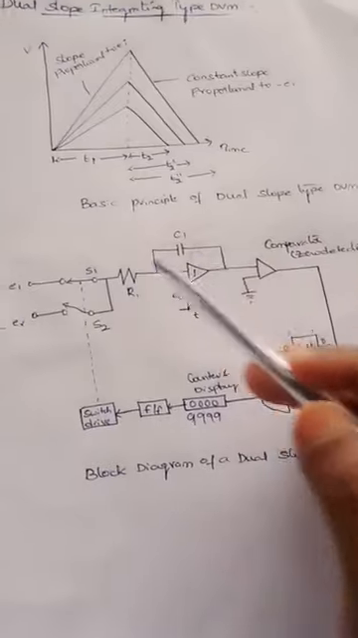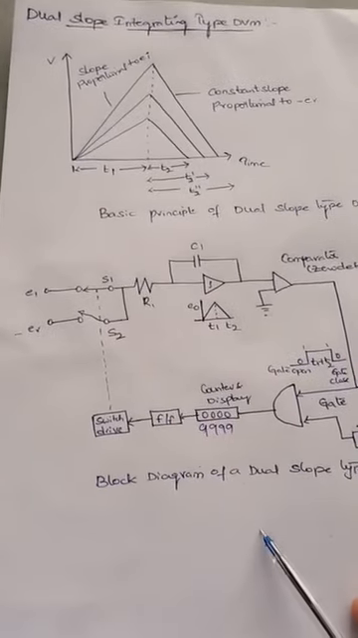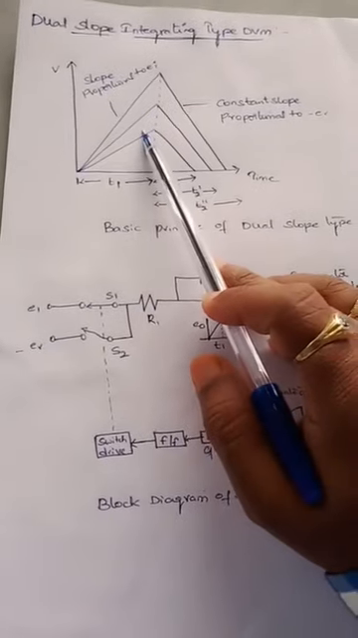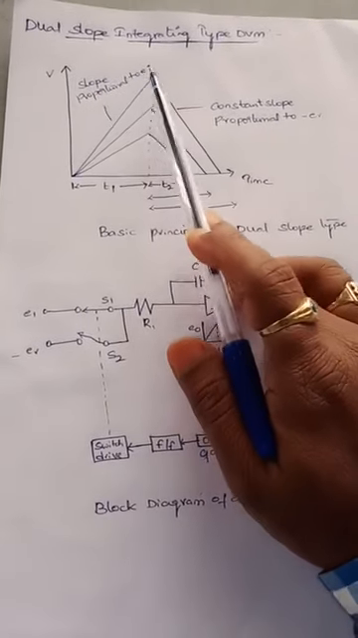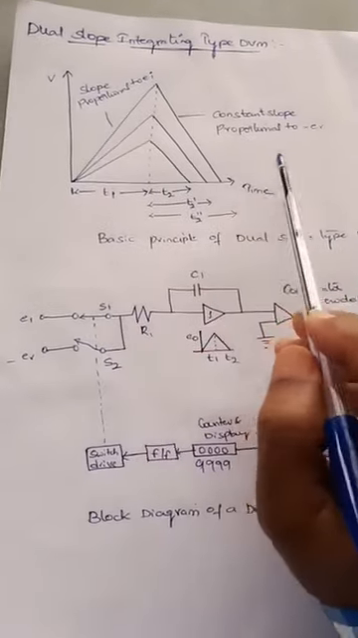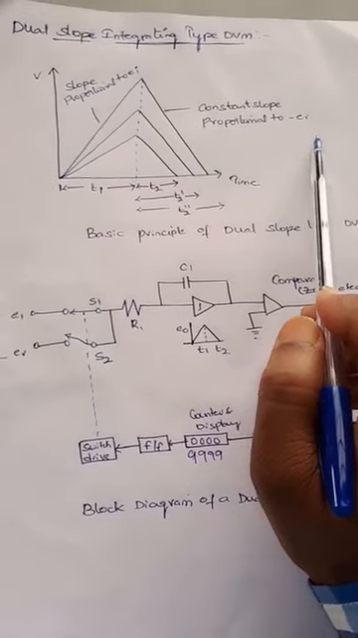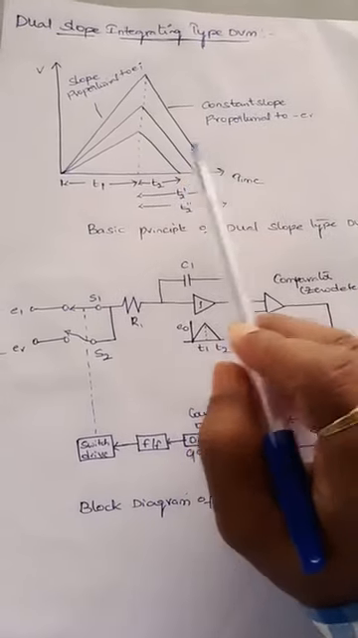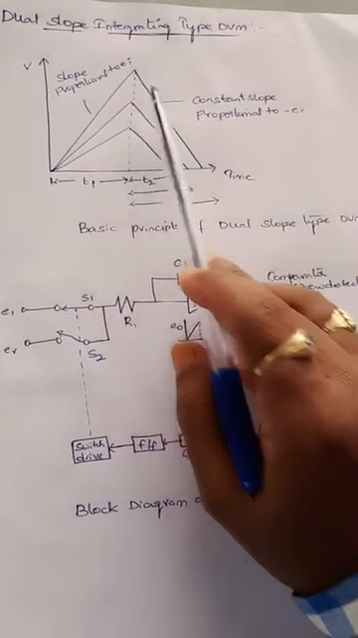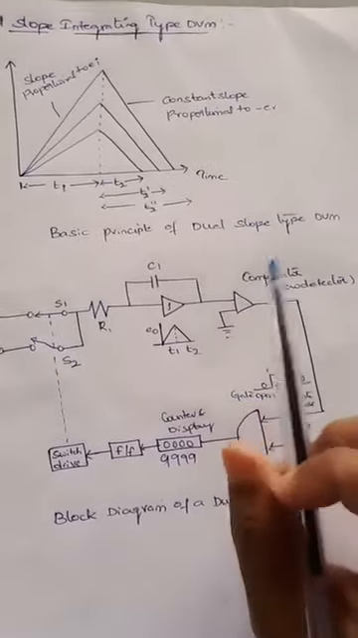Here you can observe two figures: one explains the basic principle and the other is the block diagram of the dual slope integrating type DVM. From this figure you can observe that EI is the slope which is proportional to the input voltage, and this is the slope obtained for a negative voltage ER. So we have two slopes, one a positive slope and the other a negative slope. Now we will explain the basic principle of the dual slope type DVM.